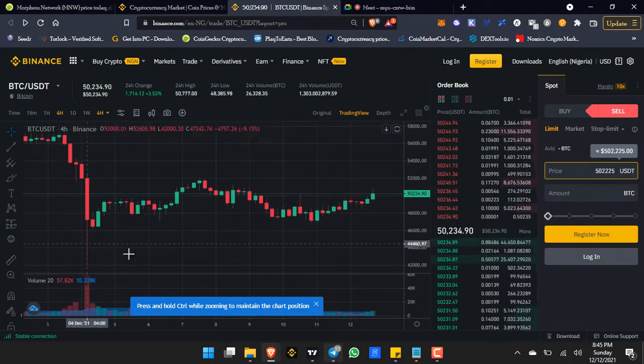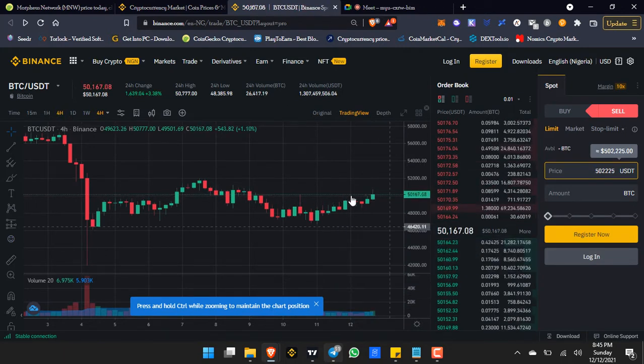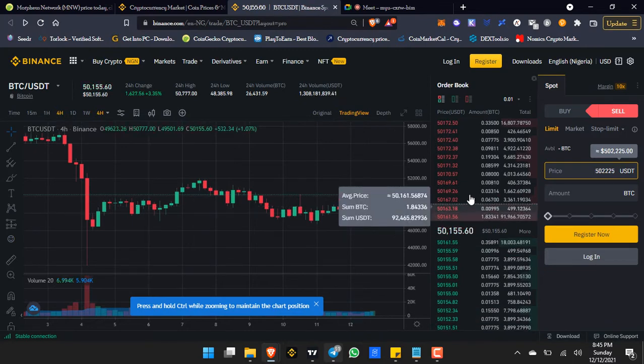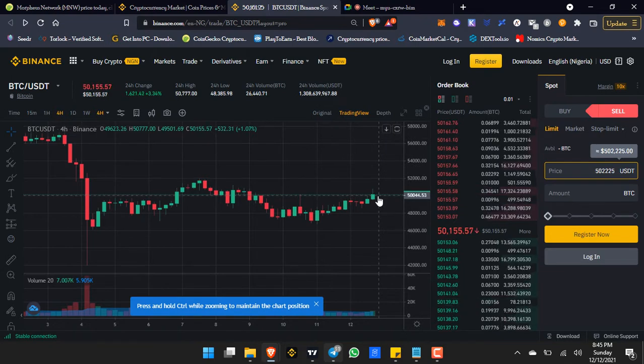Now when you look at this here, this is what we call the chart, right? Every green you're seeing on the chart indicates buyers. Every red you're seeing indicates sellers. So that is what you need to take note of: the green ones indicate the buyers, the red ones indicate the sellers.